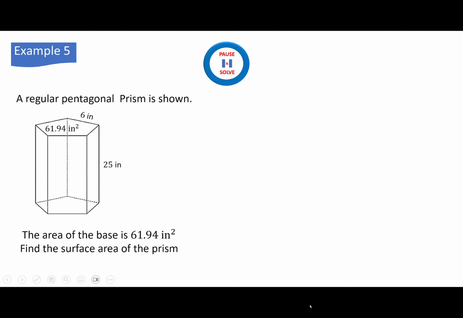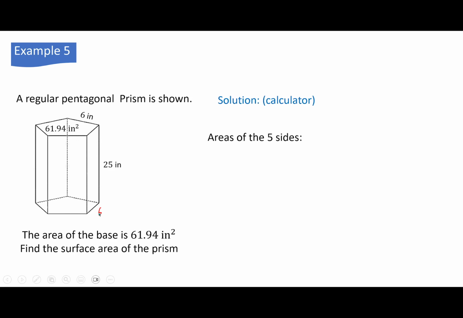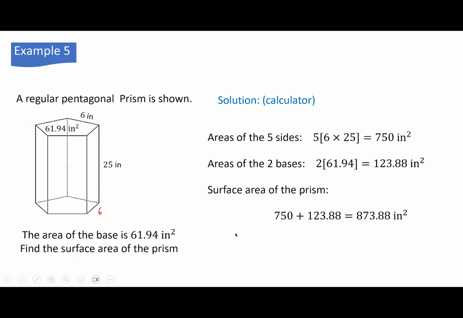Example 5. A regular pentagonal prism is shown. The area of the base is given, because that's kind of complicated to find. This is given. Find the surface area of the prism. So you have 1, 2, 3, 4, 5. You have 5 sides, and the top and the bottom. Each side is a rectangle, 6 by 25. So the area of 5 sides is 6 times 25 times 5. Area of the 2 bases, 2 times this number that is given to us, and total area, you add them up.